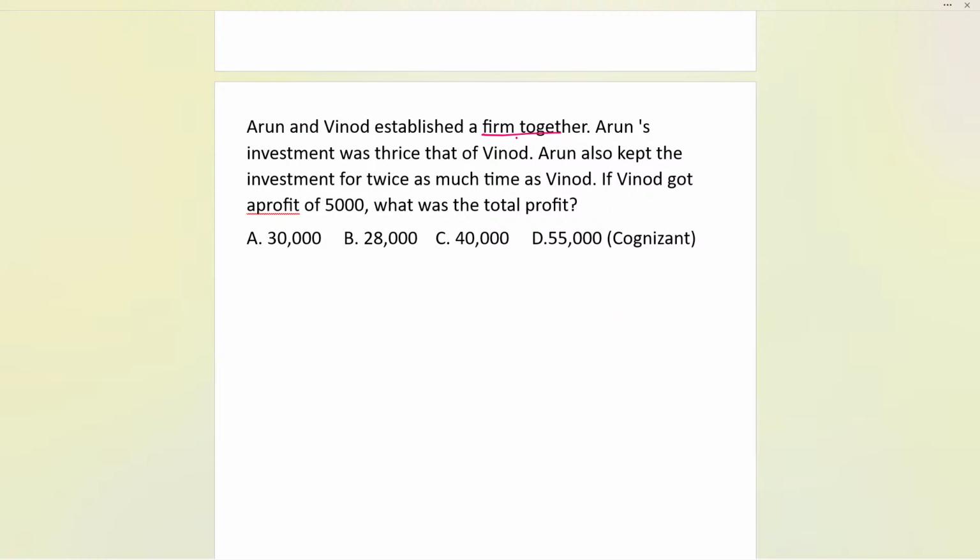Arun and Vinod established a firm together. Arun's investment was thrice that of Vinod, and Arun also kept the investment for twice as much time as Vinod. It means time and investment are the two things concerned over here. Arun's investment is thrice that of Vinod. Let us assume V as the Vinod investment.